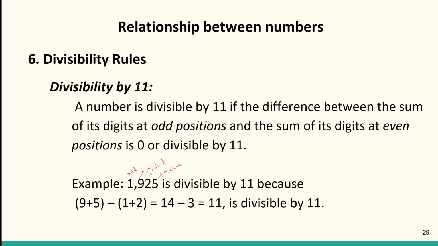So what we did was we clubbed them and added them, then subtracted one club from the other. So 14 minus 3 is 11. If the difference of these even position addition and odd position addition is divisible by 11, then the whole number is divisible by 11. Okay, so let's keep it here. Thank you.